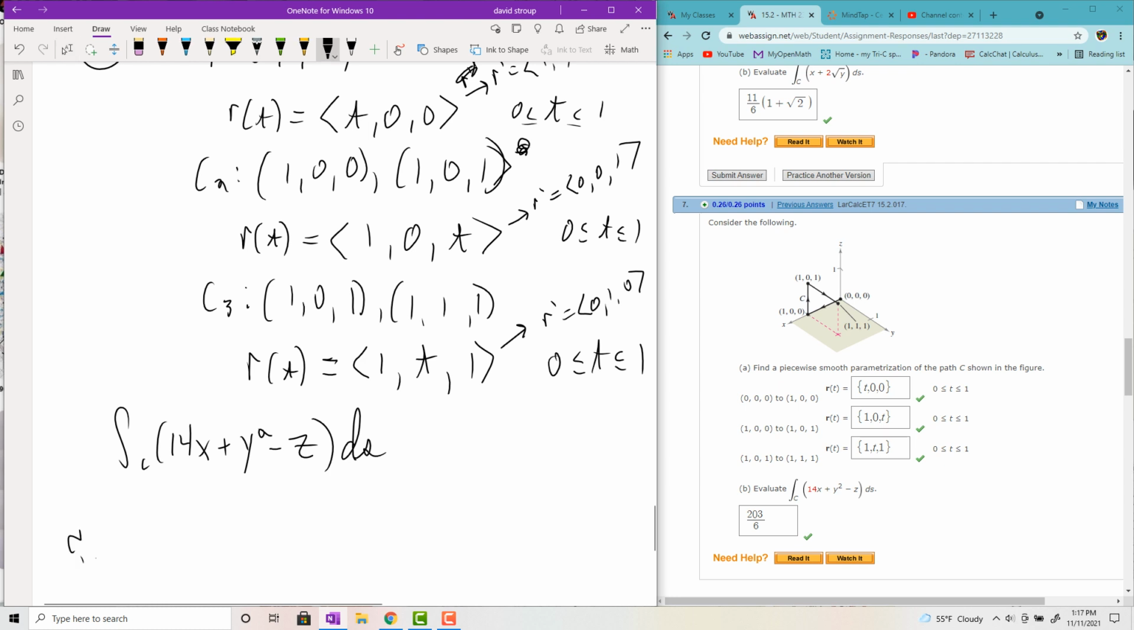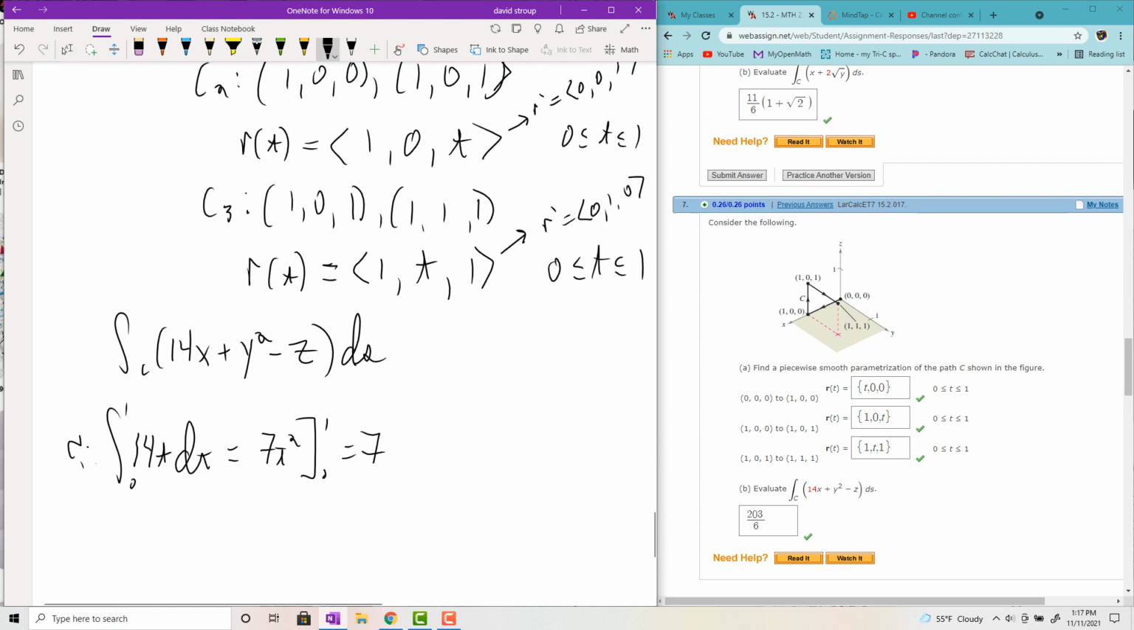C1, we're integrating 14 times x. X is t in that case, plus y is 0, minus z is 0, and then times 1 dt from 0 to 1. So that's 14t squared over 2, 7t squared from 0 to 1, so it should just be 7. Okay, go on to the next curve, C2.